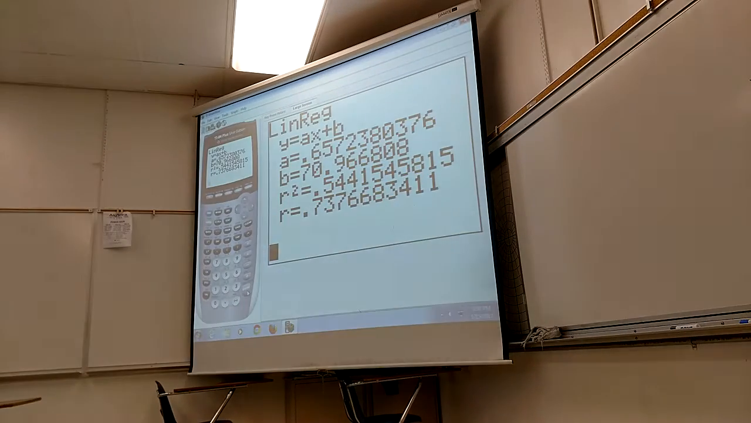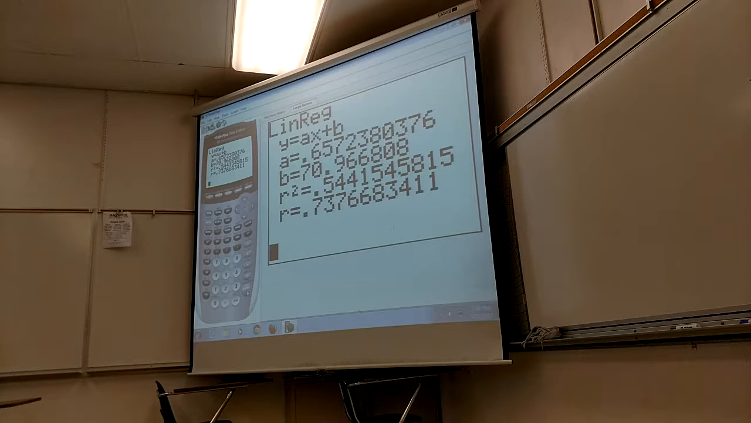So the graph is bad. Let's see. What do I get for the, there it is. So is this a strong correlation? Yeah, I'd say it's decently strong. What kind of correlation is it? What do I mean by that? Well, is it positive or negative? Positive. Positive correlation. Don't worry, I'll switch it over here in a second. What's the equation of the line of best fit? It'll be 0.66x plus 70.97. Just to round it off a little bit.